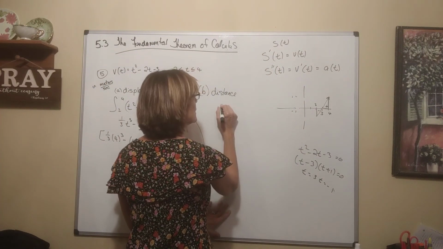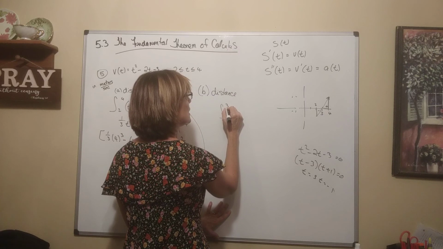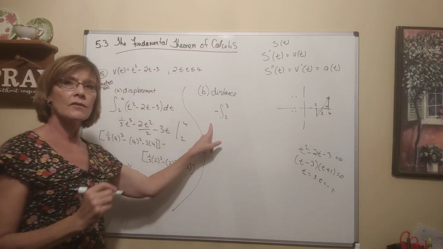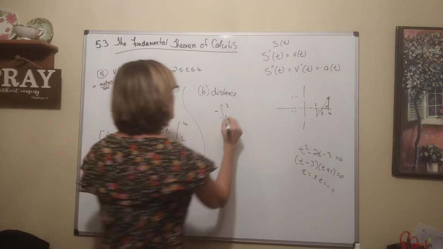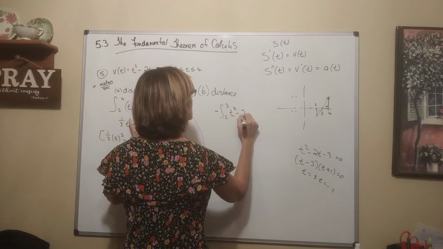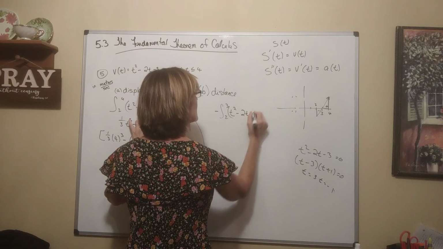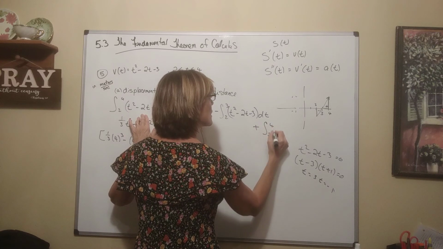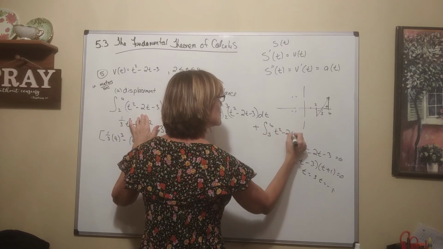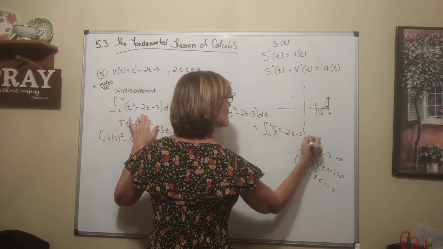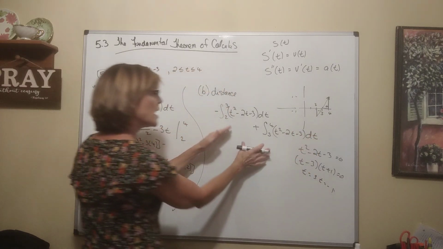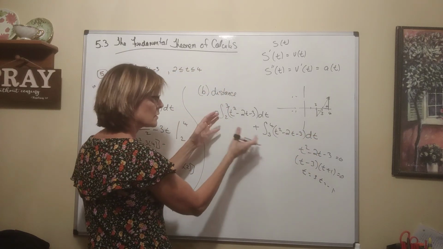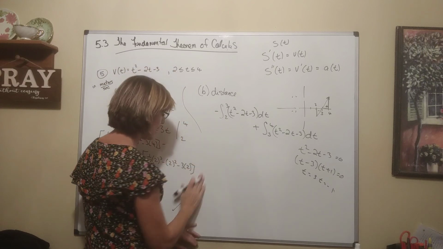Let's integrate from 2 to 3, but we're going to take the negative of it. So that's going to be the negative of the integral of t squared minus 2t minus 3 dt, plus we're going to integrate from 3 to 4 of t squared minus 2t minus 3 dt. And so we would integrate this. Let's be careful here. I'll set up the numbers.